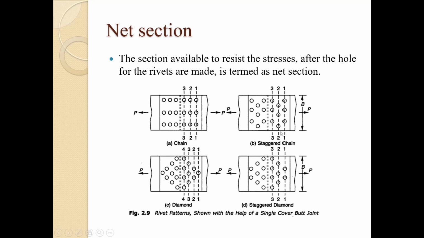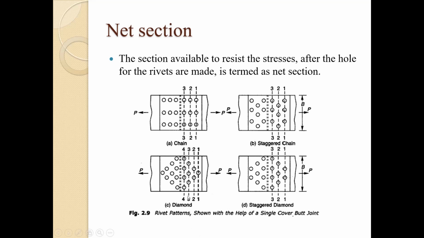In case of staggered chain, the failure might be like this. It starts from this hole because it has the less edge distance, and it can go in this direction. So we need to consider this section as a net section. We need to check the different possibilities, and according to that we finalize the net section, which is having the less area to resist, that becomes the net section.